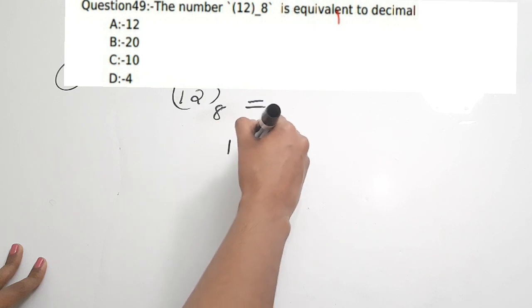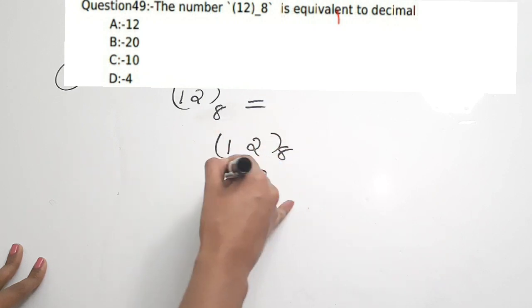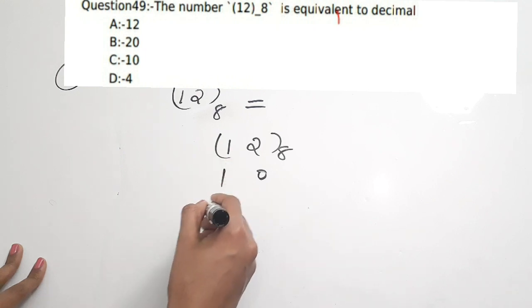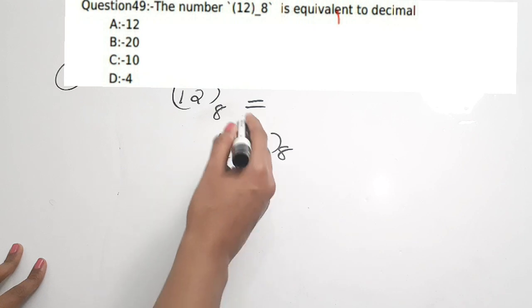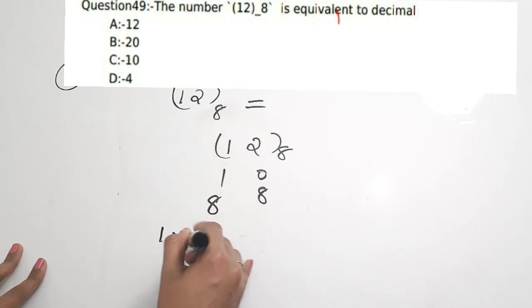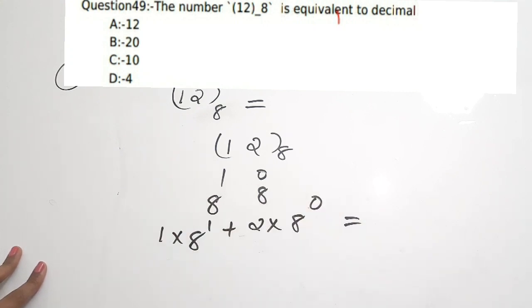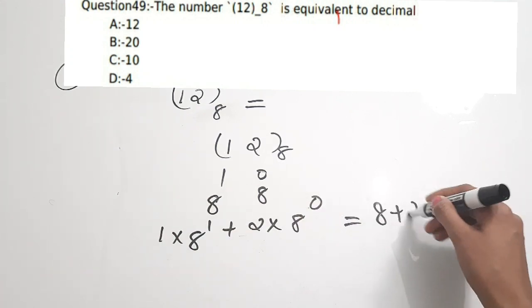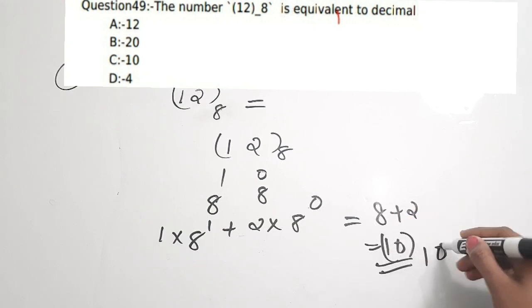That is 1, 2 to the base 8. The position values are 0 and 1, right? So it is 8 raised to 1, 8 raised to 0. Take the products. That is 1 into 8 raised to 1 plus 2 into 8 raised to 0. And you will get 8 plus 2 into 1, that is 8 plus 2, that is 10. 10 to the base 10 is the answer.